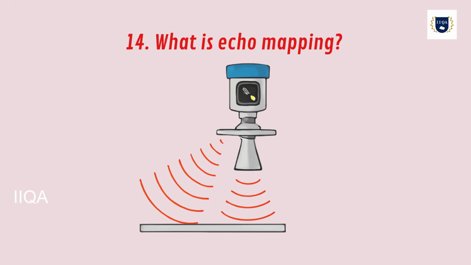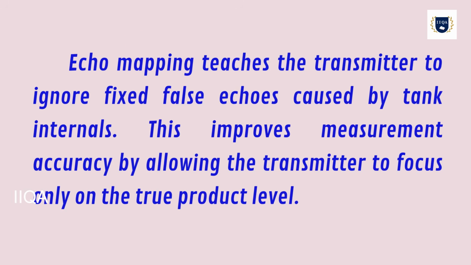What is echo mapping? Echo mapping teaches the transmitter to ignore fixed false echoes caused by tank internals. This improves measurement accuracy by allowing the transmitter to focus only on the true product level.